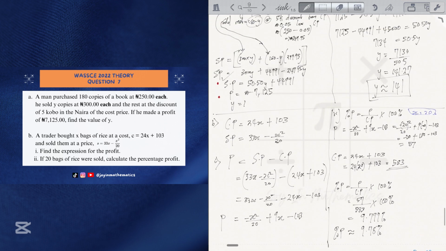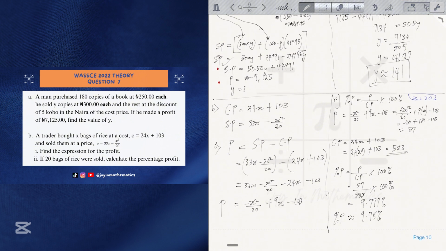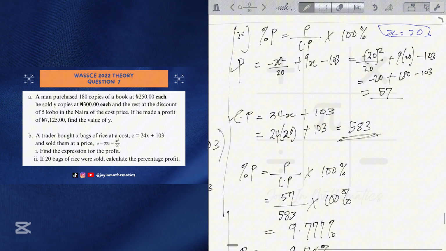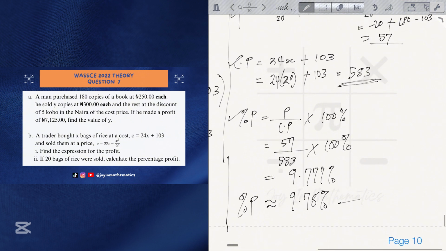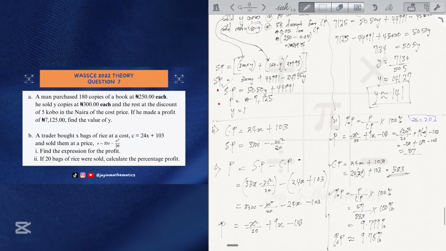So we can see the interesting movement we did. Found the expression of profits as selling price minus cost price, and when x is equals to 20, we found the percentage profit by finding the value of profit to be equals to 57, finding the value of cost price to be equals to 583, and inputting the values into the formula for percentage profit, and we'll have 9.78%. Let's move on to the next question.